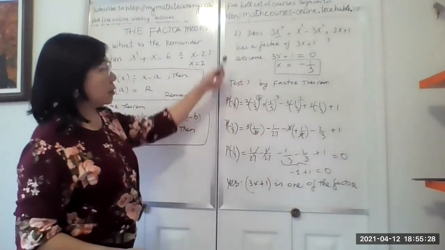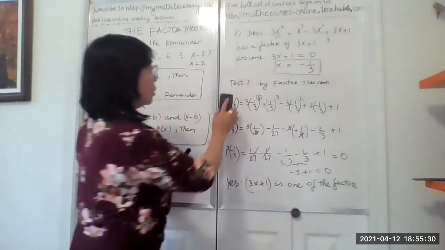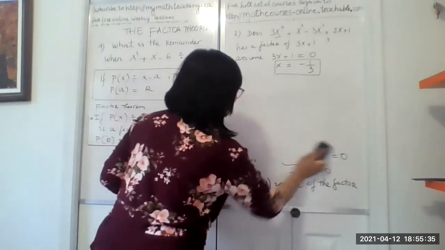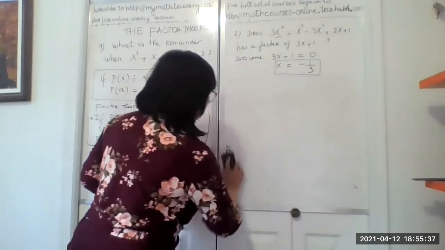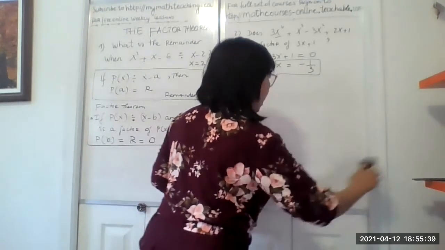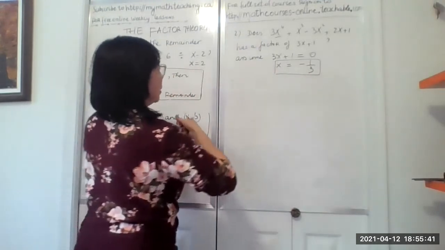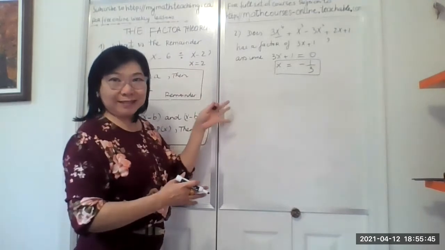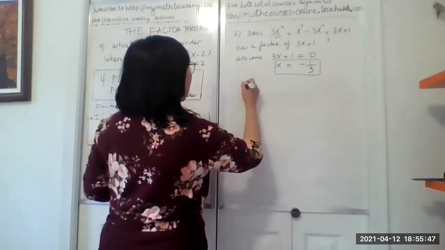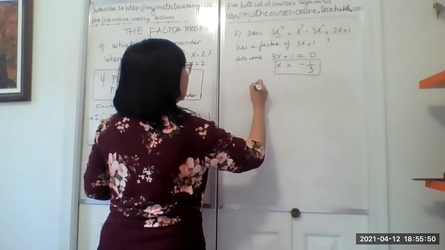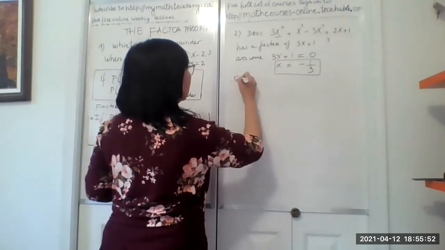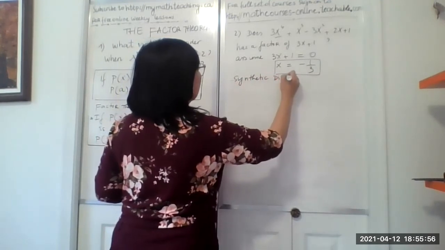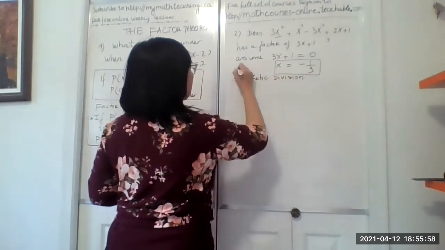Now we have answered this question already, but I want to go one more step, right? With testing, we know this is a factor. So let's find out the rest of the factors of our algebra expression. Let's find out using the synthetic division we learned in the previous lesson. Let's review it for you as well. Synthetic division. Let's use that.